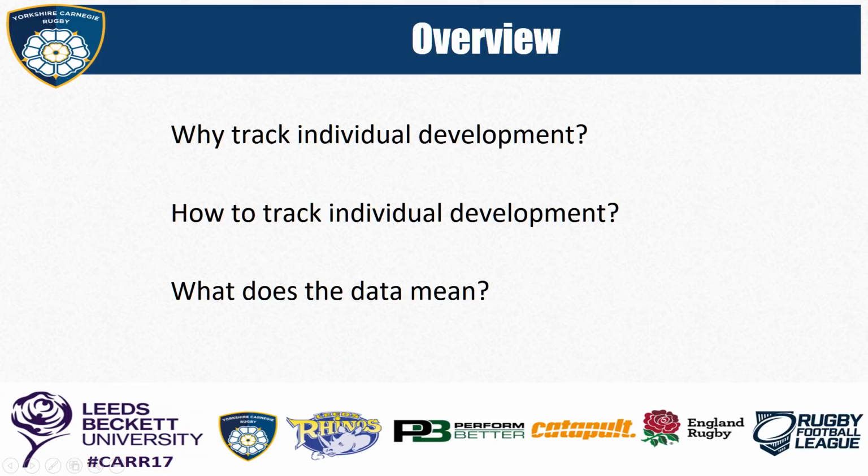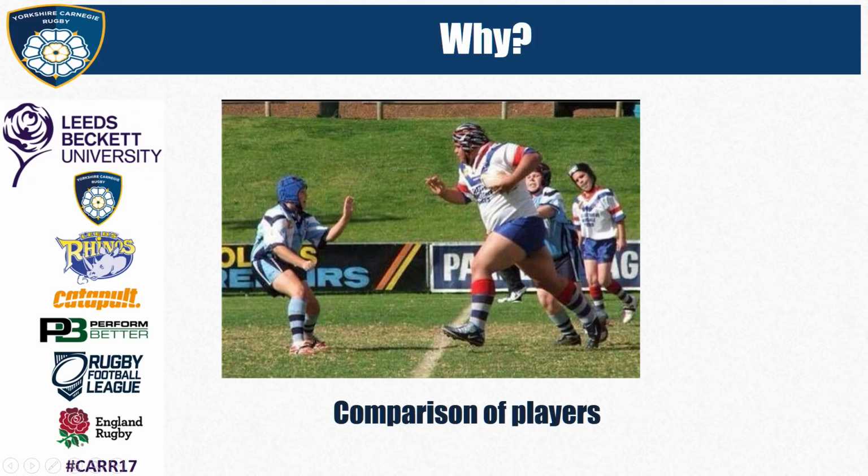So overview of what I'm going to talk to you about today. So why do we need to track individual development? How you track it, and then what does the data actually mean when you've done whatever you want to do with it. So we track it because we basically want to be able to compare different players. So quite obviously these two players are in the same age group. One of them's about 130 kilos, one's about 40. So we want to see how those guys match up.